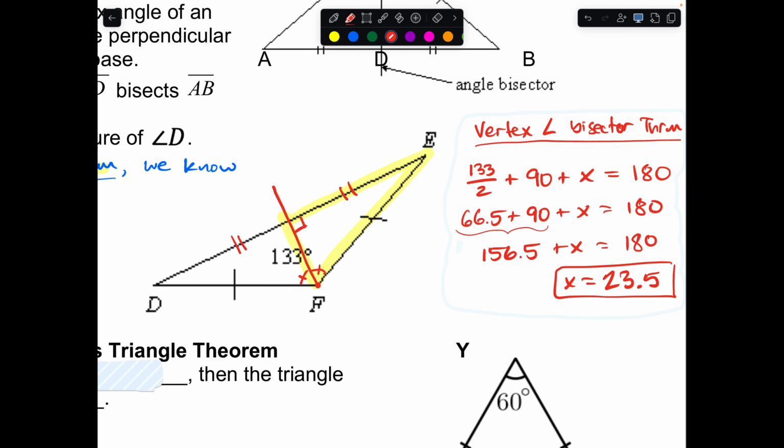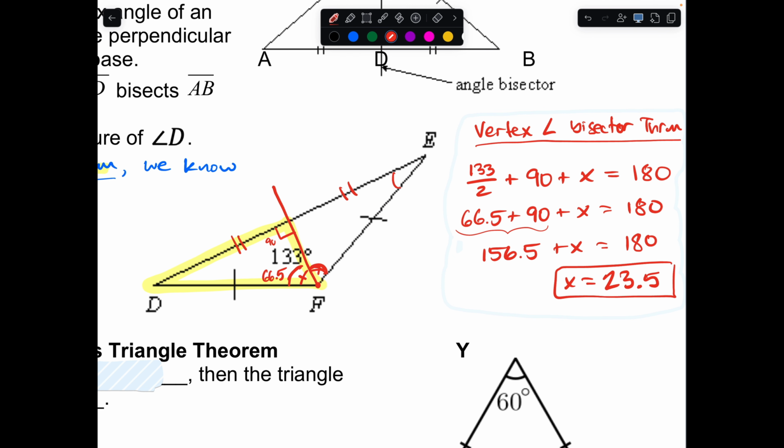Because I bisected angle F, I know this angle is half of 133 degrees. So that would be, what, 66.5 degrees? This is 90. So I could find this angle. Well, actually, you know what? It asks us to find the measure of angle D. So let's actually look at this triangle here. But the idea is the same. This angle is going to be 66.5 degrees. It's half of 133. And this is a right angle.